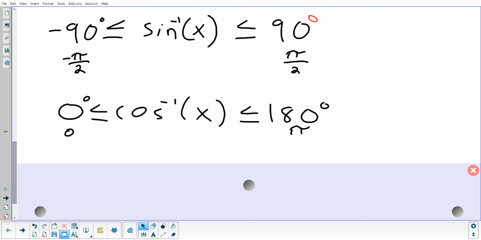When you do inverse cosine, you're always going to look for an answer between 0 and 180. You'll always get an answer between 0 and 180, or if you're doing it in radians, that's 0 to pi.